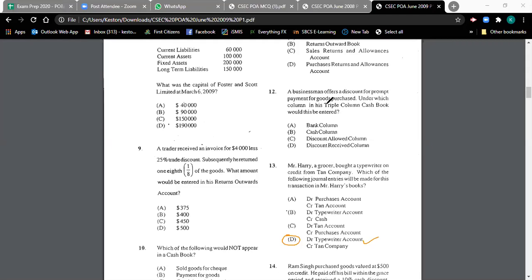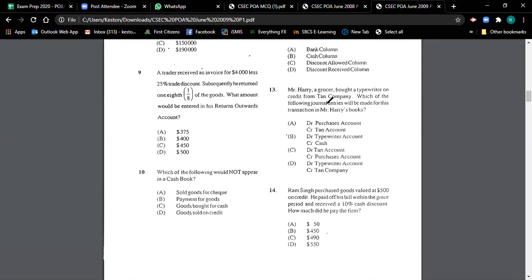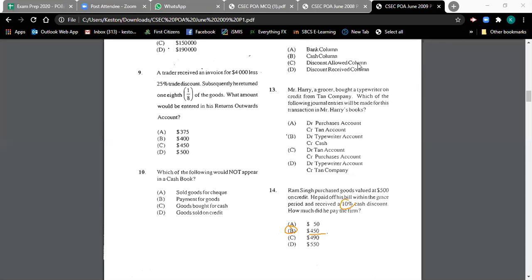Very good. 14. Ram Singh purchased goods valued at $500 on credit. He paid off his bill within the grace period and received a 10% cash discount. How much did he pay? Yep, that's correct, Shania. 450, 10% off of this. He's paying 90% of the total value.